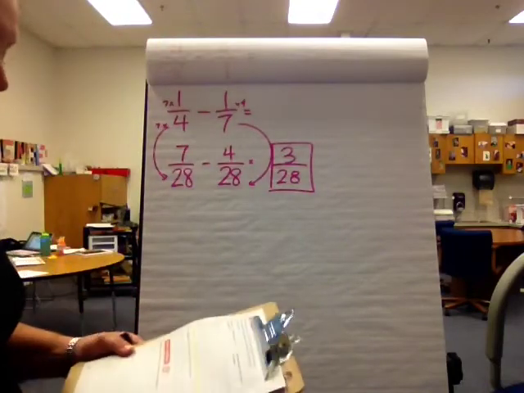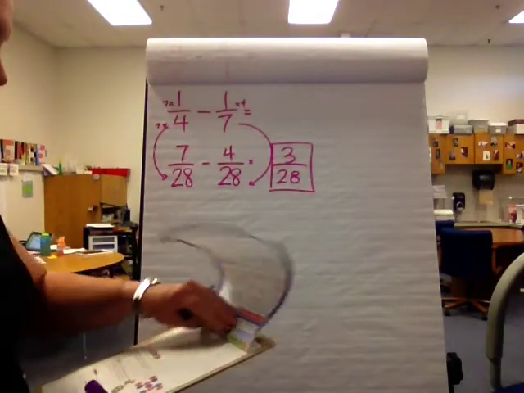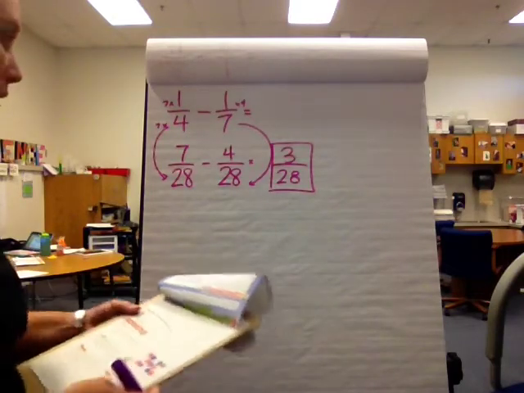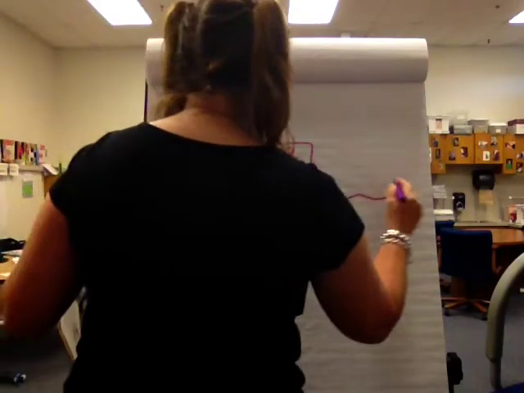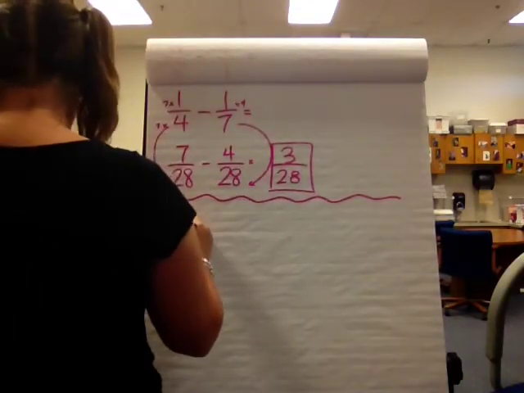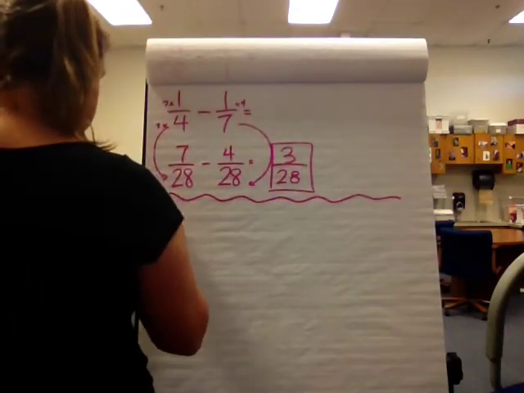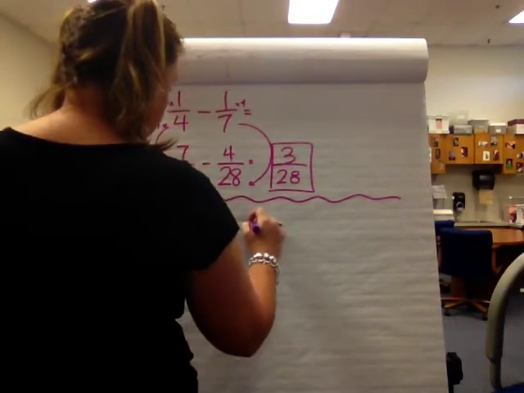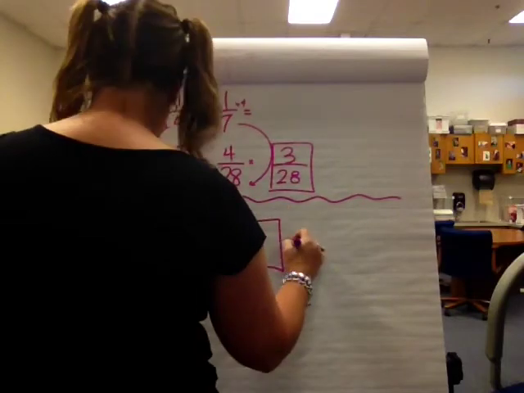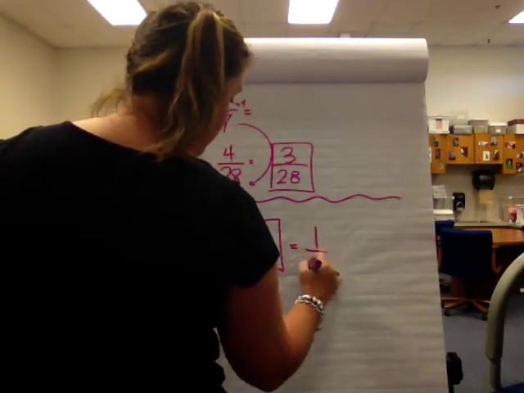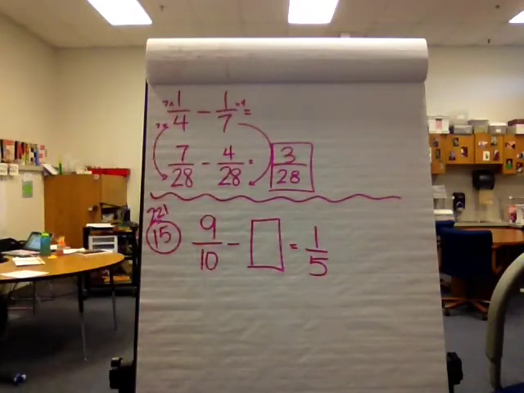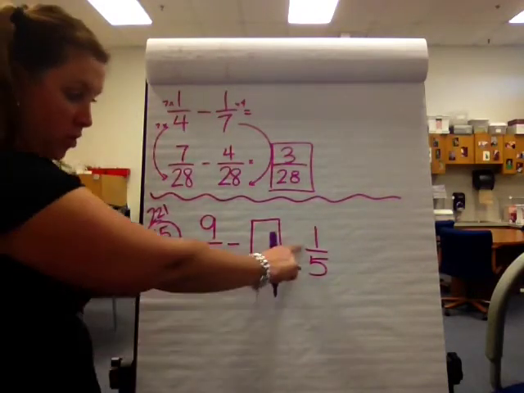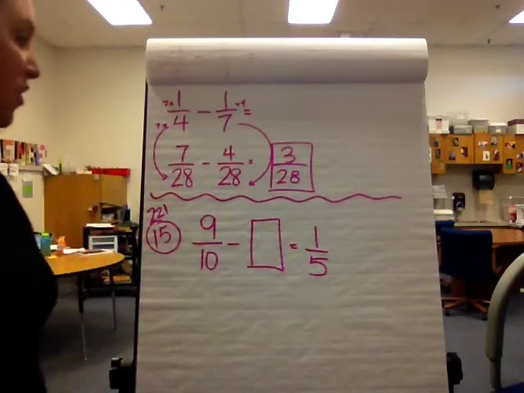Okay? All right, what I'd like for you to do now is stop and look at page 221. On 221, I want you to look at question number 15. You've got 9/10 minus a box is 1/5. 9/10 minus something is, again using the word is for equal to, 1/5.